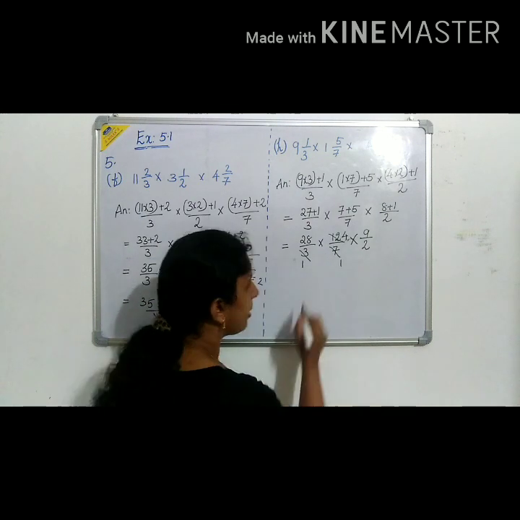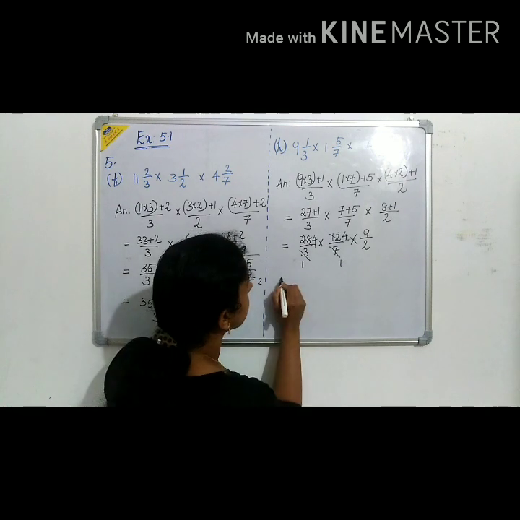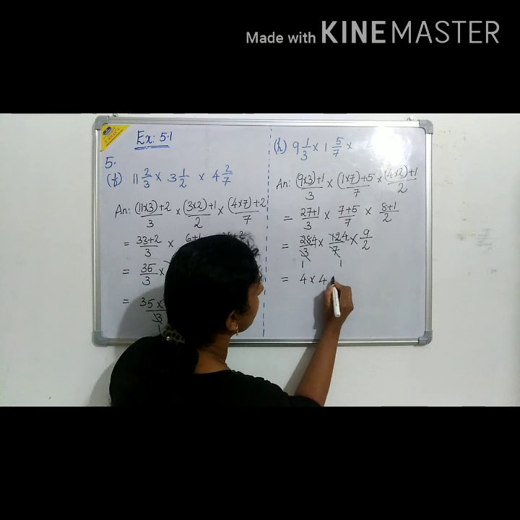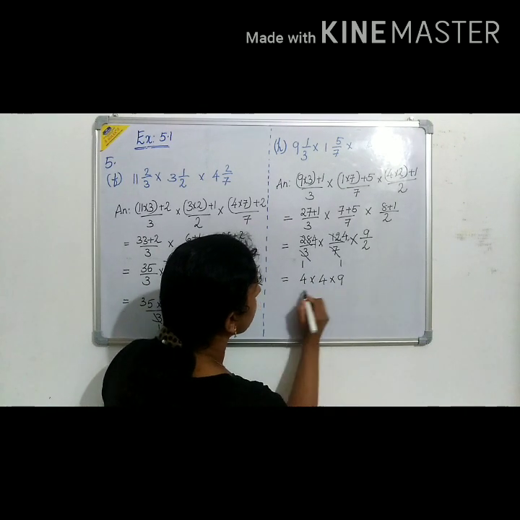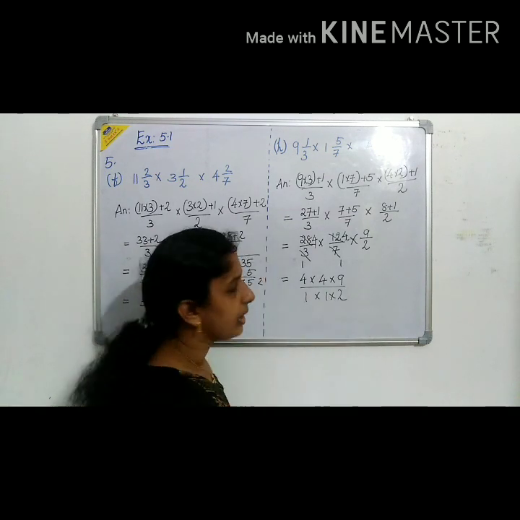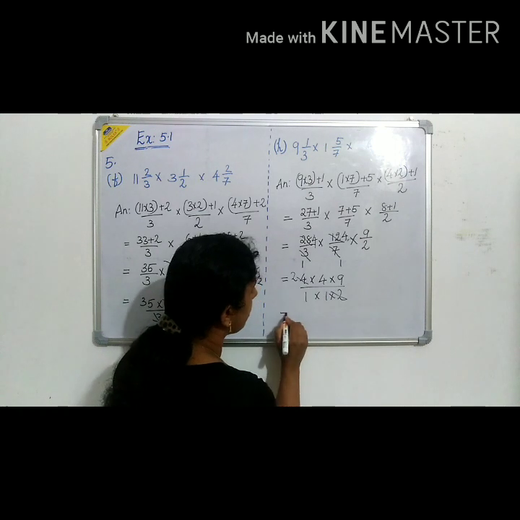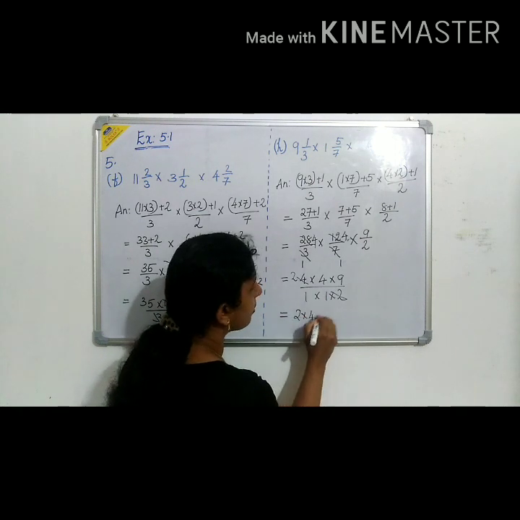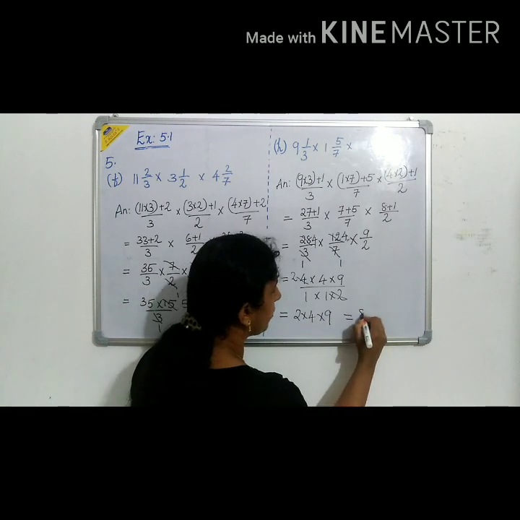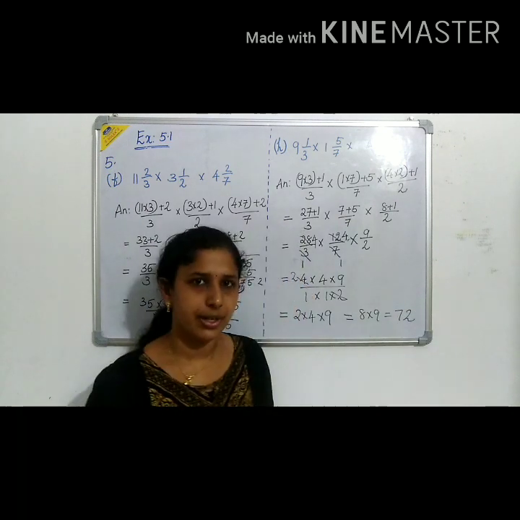7 by 7 is 1, 4 7s are 28. Now the leftover numbers are here. It is 4 into, here also 4 into, here 1 9 is here and here 1 into 2. Now 4 and 2 you can cancel. Here again 2. So the numbers are 2 into 4 into 9. That is equal to 2 into 4 is equal to 8. 8 into 9. Answer is equal to 72.